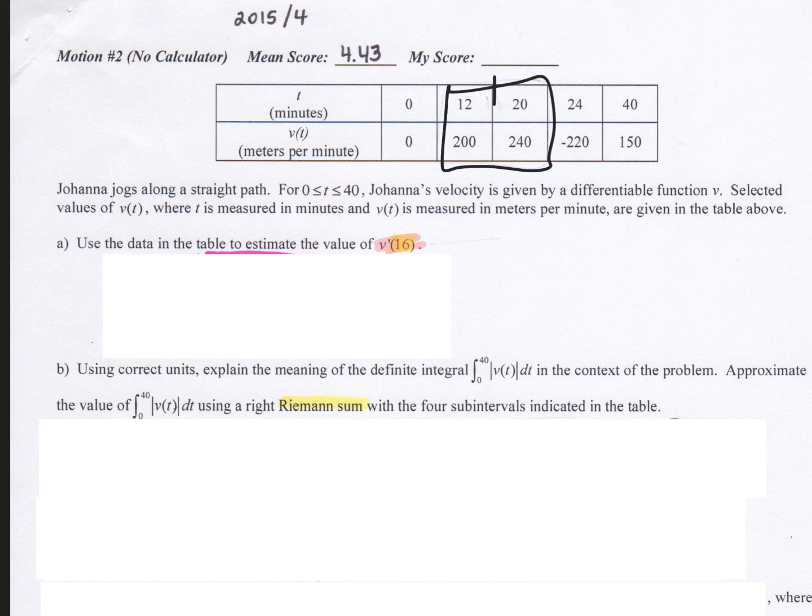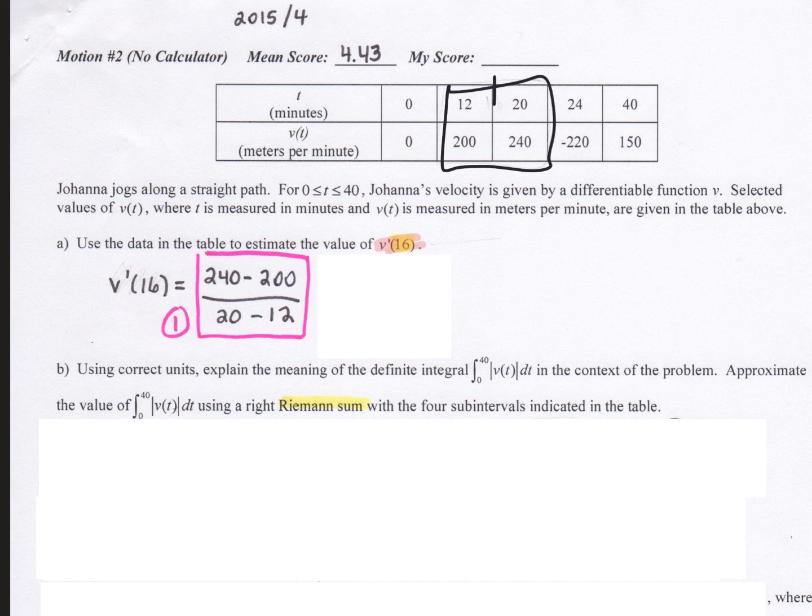So we do 240 minus 200 over 20 minus 12, and that gives us the answer. Remember, you must show a difference, subtractions, and a quotient, and that the simplifying is optional. If you simplify, make sure you do it right, because if you do it wrong, then you will lose the point that you've gained. So I would advise just stopping at this point right here.